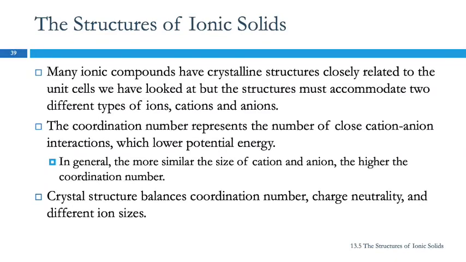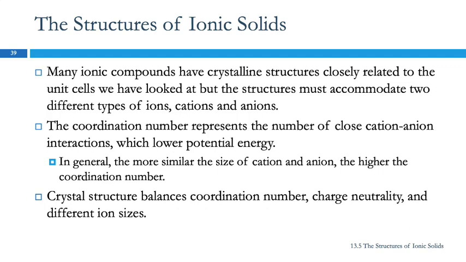So the structures of ionic solids. A lot of these have crystalline structures that are very closely related to those unit cells that we looked at. But it's a little more complicated because we don't just have a single kind of atom. We have two different ions, and we have charges. So if you've got a +1 and a -1, you have to have an equal number of the cations and anions, or you might have a 1-to-2 ratio. And that's going to affect how these things can squeeze together.